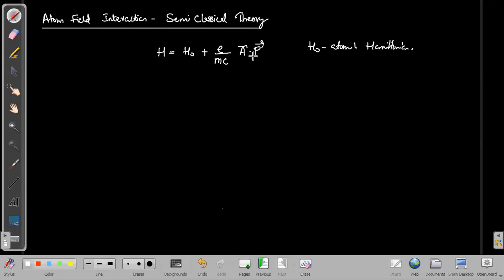When you discuss classical electrodynamics, what is the equation satisfied by the vector potential? In different gauges it satisfies different equations, so we can consider the gauge that we have already used. In the Coulomb gauge, the vector potential satisfies the equation del squared A equals 1 by c squared times the second time derivative of A. This is nothing but the three-dimensional wave equation.